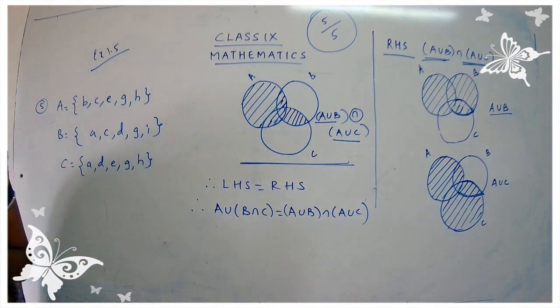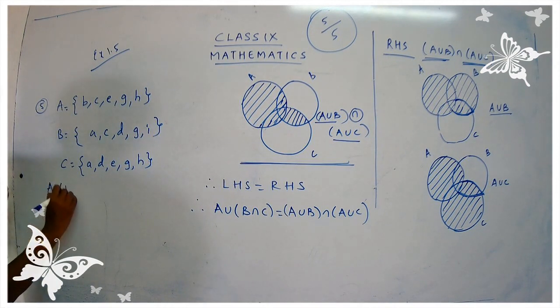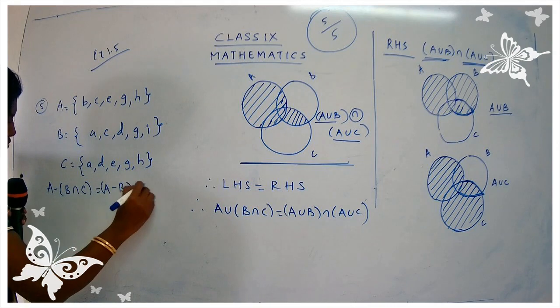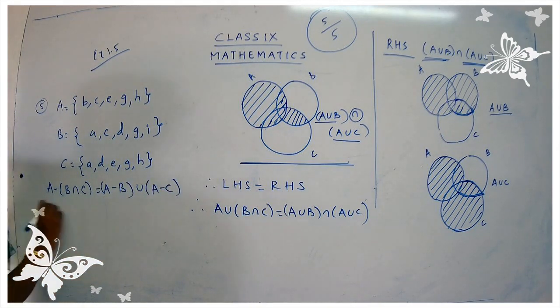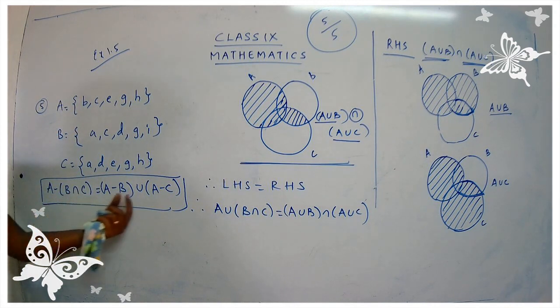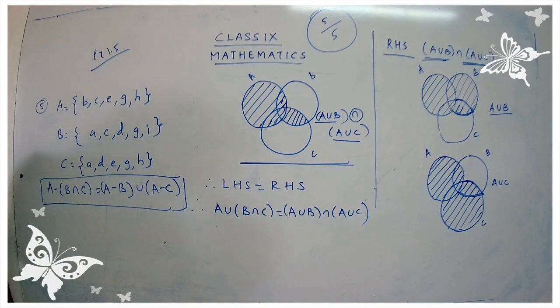And what are you going to verify? You are going to show that A minus B intersection C is equal to A minus B union A minus C. What is this property, children? De Morgan's law for set difference. A minus B intersection C is equal to A minus B, the intersection changes to union, A minus C. So this is what we are going to show.